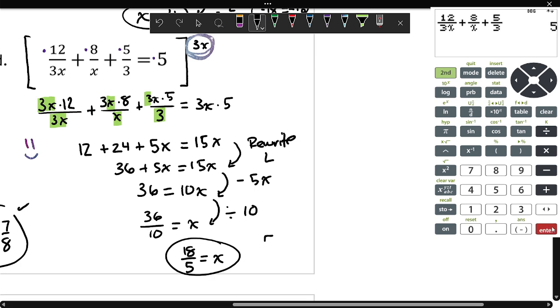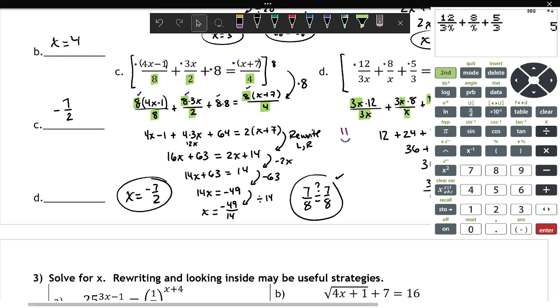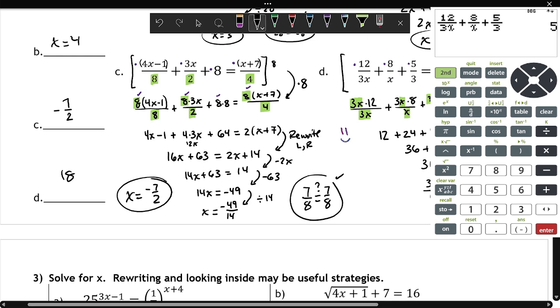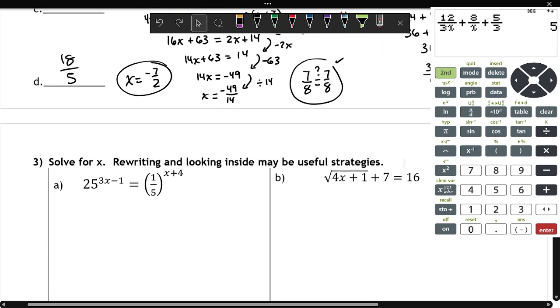And what's nice about that is the right-hand side already is 5, so I can see immediately, yes, when x is 18/5, it turned the left-hand side into 5. 5 is equal to 5, right? So that's clearly our solution. So let me go ahead and write that down. X is 18/5. All right, let's move along to the second page.